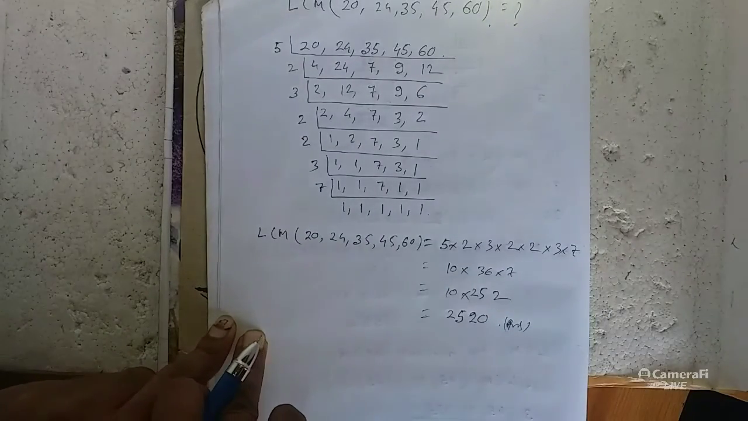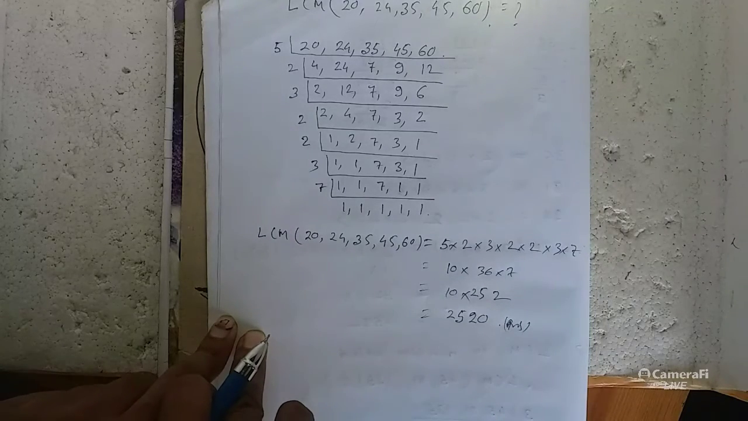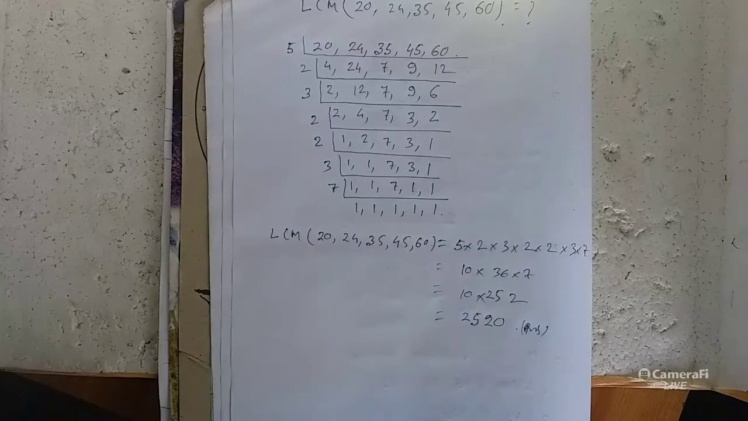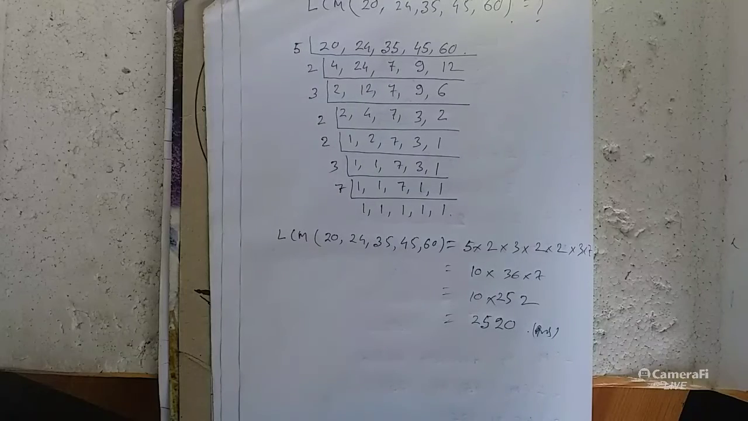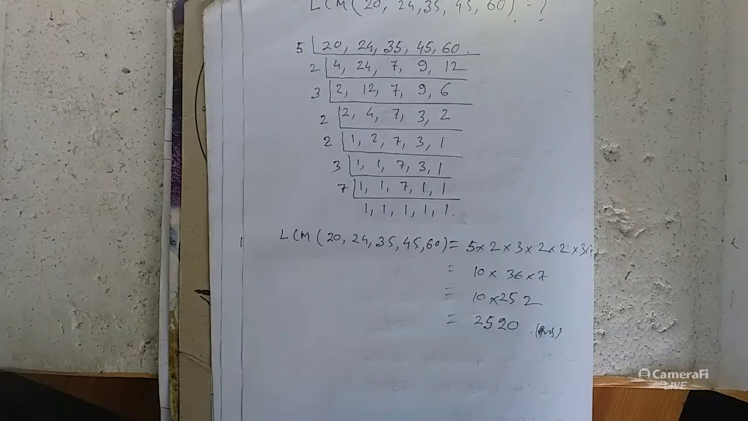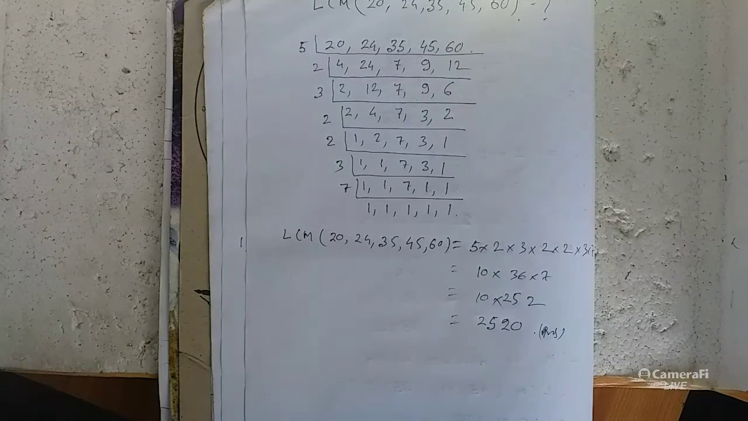So this is the method to find the LCM by division method. So this was today's topic. We have learned about LCM and how to find the LCM. Two processes are there, prime factorization method and division method. This completes the topic. Next class I will discuss another topic. Thank you and goodbye.